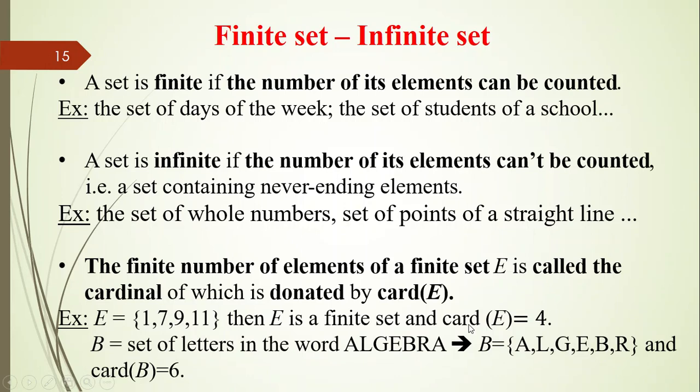B equals the set of letters in the word algebra. So the set B will be equal to A, L, G, E, B, R. Here A is repeated, so we write it one time, okay? Then we count the elements to find the cardinal of B. So here 1, 2, 3, 4, 5, 6. We have 6 elements, so the cardinal of B is equal to 6.